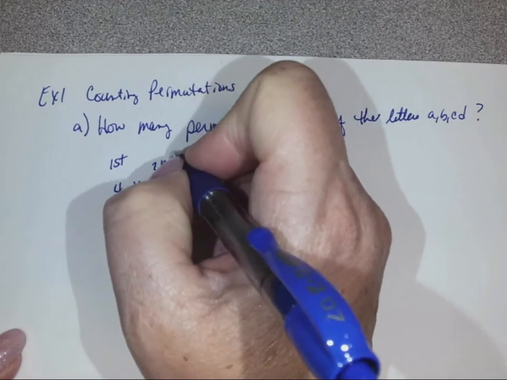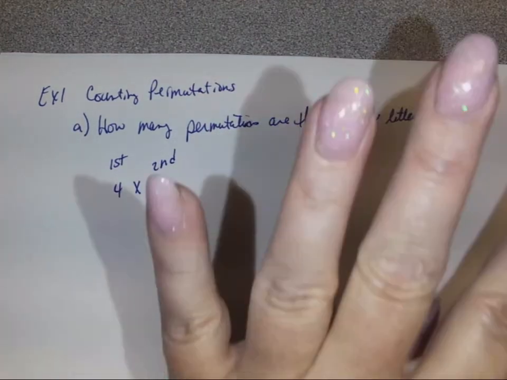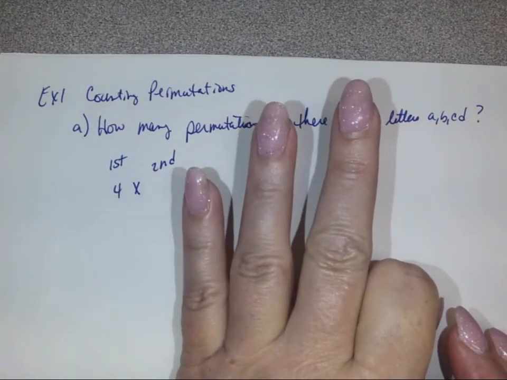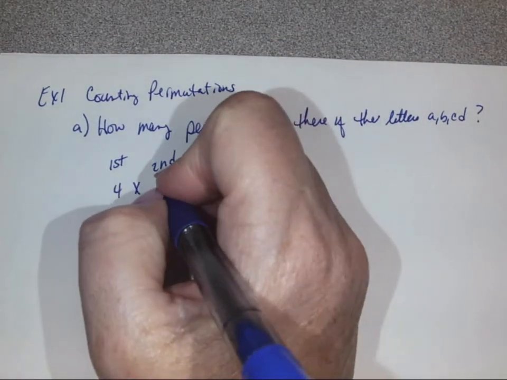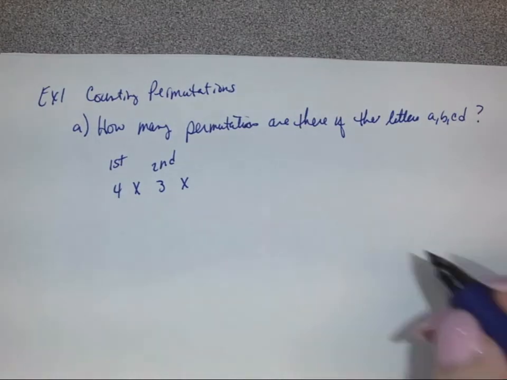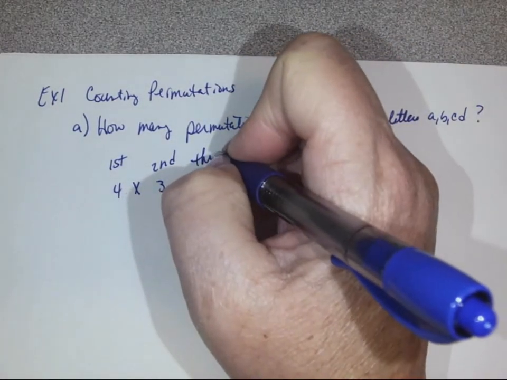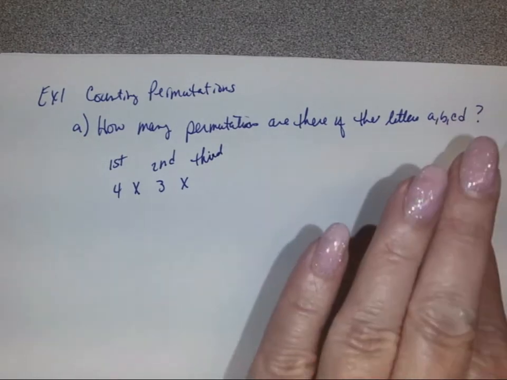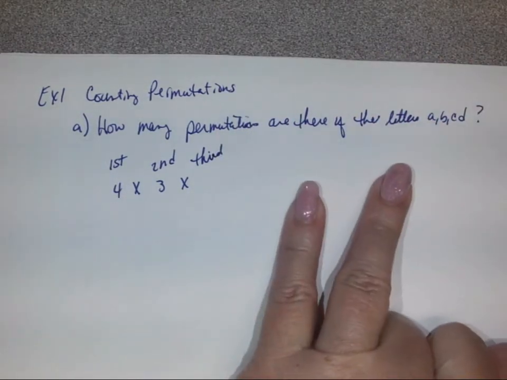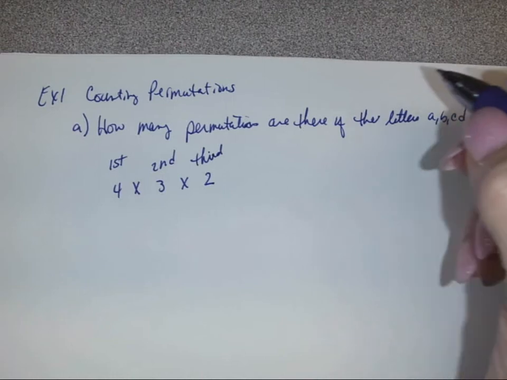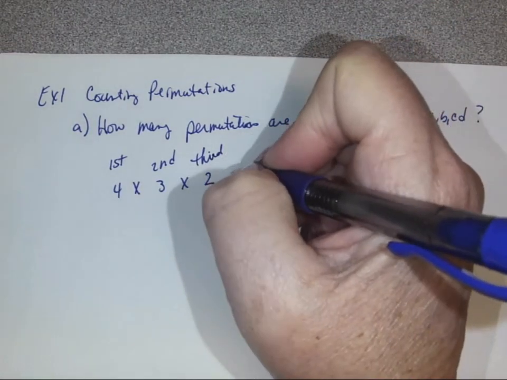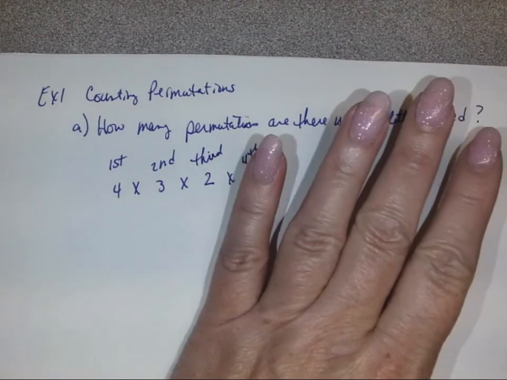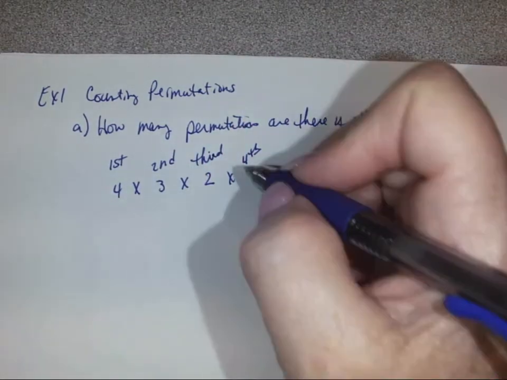If I draw the second letter, I had 4, but I drew 1 because I can't repeat them. How many choices are there? Well, there are 3 choices. Now if I draw the third letter, I've already drawn 2, so there are 2 choices left. And then as we draw the fourth, I've already drawn 3 of them, so there's only 1 choice left.